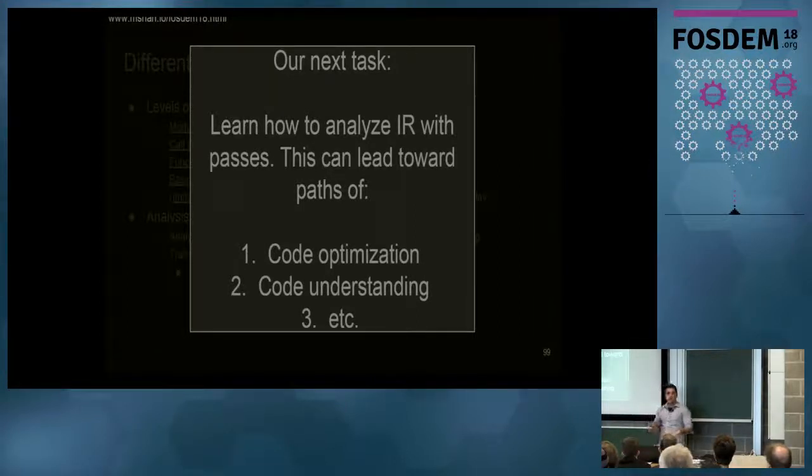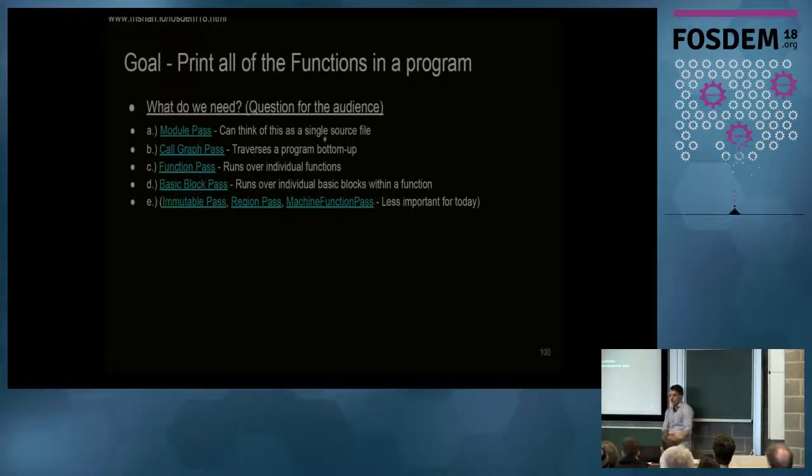So this leads us down the road of code optimizations, code understanding, and other ideas that you can think of. Machine code generation and so on. All right, so I've got a task. I want to print all of the functions in a program, maybe to get a list or to see where they're coming from. What kind of pass should we use for that?